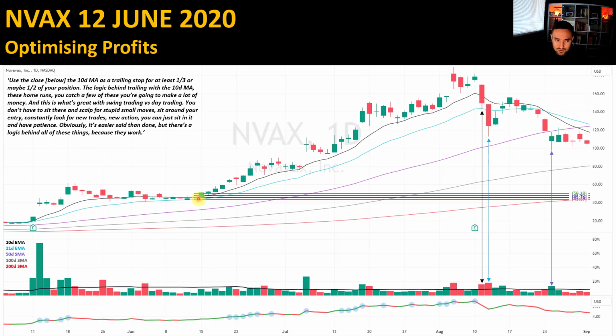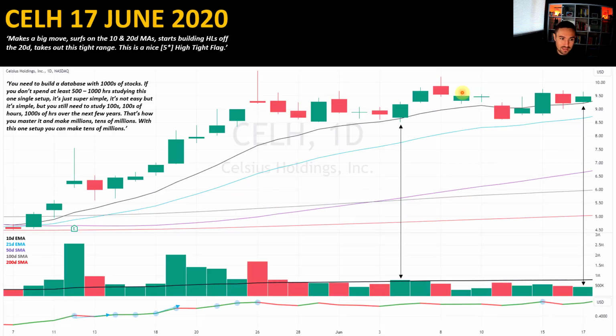So again, tight risk control, free roll the trade, sit for intermediate term trends. And for me, it's really about trying to get 5 to 10 of these big winners every year. Like, these are the trades that really move the needle. These ones here, really key.